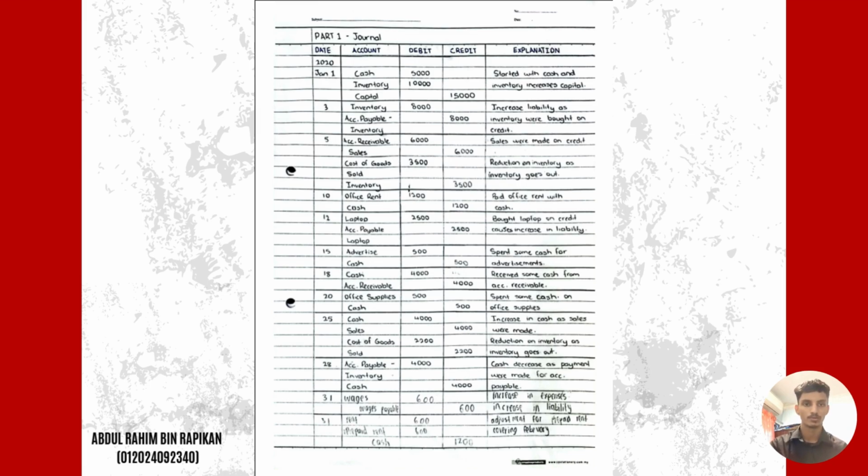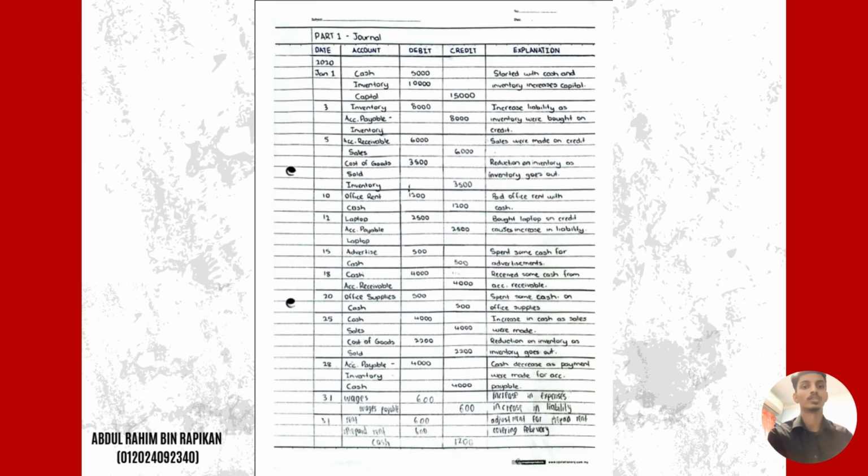Moving on to the 20th January, where some cash was spent on office supplies. If you look here, it's considered as an expense, so it will be debited, and the cash will be credited because the cash is going out.